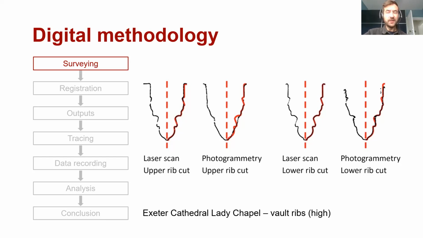medieval vaults. So this is the crucial point. Laser scanning, you get really good results even if you're 20, 30 meters away. So we get really good, reliable data, whereas with photogrammetry, it's not as reliable, particularly when looking at details.